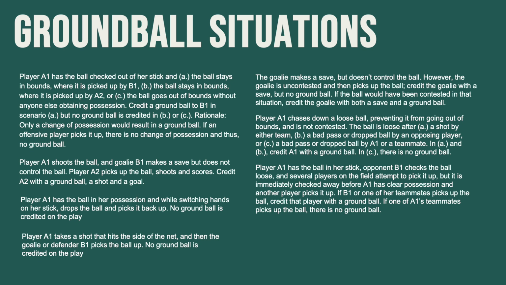Player A1 has the ball in her stick. Opponent B1 checks the ball loose, and several players on the field attempt to pick it up, but it is immediately checked away before A1 has clear possession and another player picks it up. If B1 or one of her teammates pick up the ball, credit that player with the ground ball. If one of A1's teammates pick up the ball, there is no ground ball as it did not change possession.